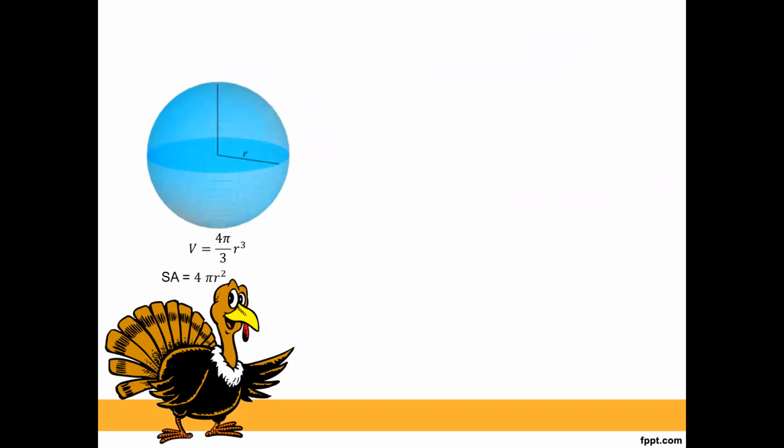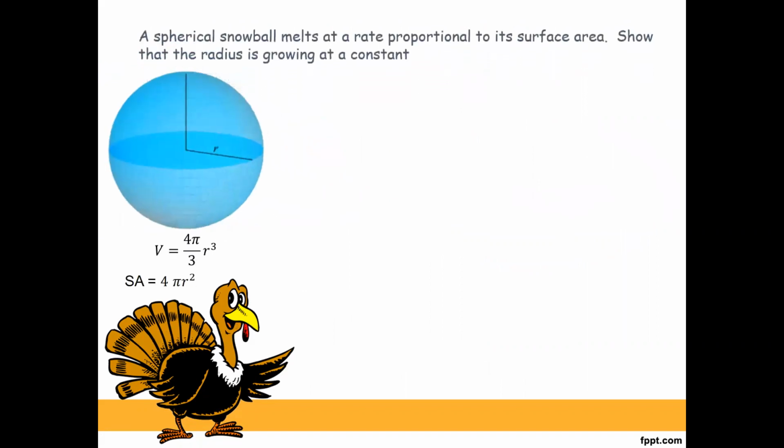One final problem. Back to spheres. You're going to see this one in the homework. A spherical snowball melts at a rate proportional to its surface area. What does that mean? We're going to learn in a second. Show that the radius is growing at a constant. So melting means the volume is changing. Volume changing means dV/dt.